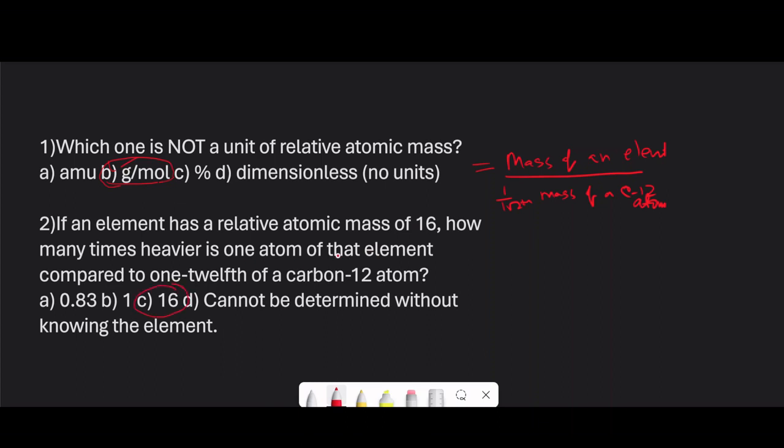Don't get confused. Don't ever say that it's heavier than one atom of a carbon atom. You always have to mention 1/12. It's pretty important, because if you remember the cake, we are dividing it into 12 parts, and we are only taking one part as a reference point.